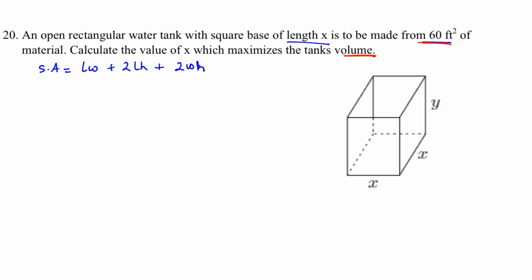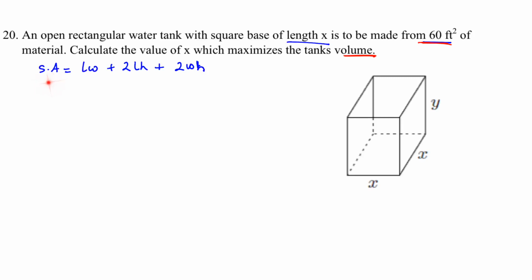You will be given the formula in the formula sheet, but for a closed water tank or a closed cuboid, there will be a 2 here. When it is open, there won't be a 2 before length times width. After you have made the formula, substitute the values that you know.